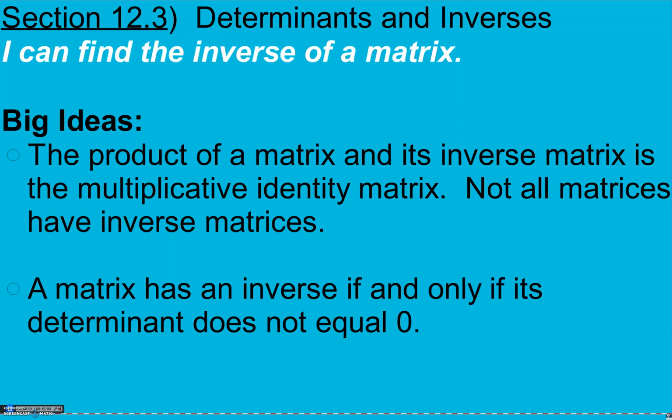Section 12.3 is determinants and inverses. I can find the inverse of a matrix. Big ideas here: the product of a matrix and its inverse matrix is the multiplicative identity matrix. Not all matrices have inverse matrices. A matrix has an inverse if and only if its determinant does not equal 0. So as long as the determinant doesn't equal 0, it has an inverse.